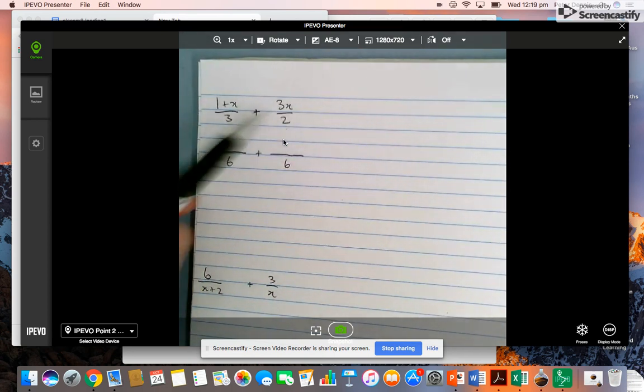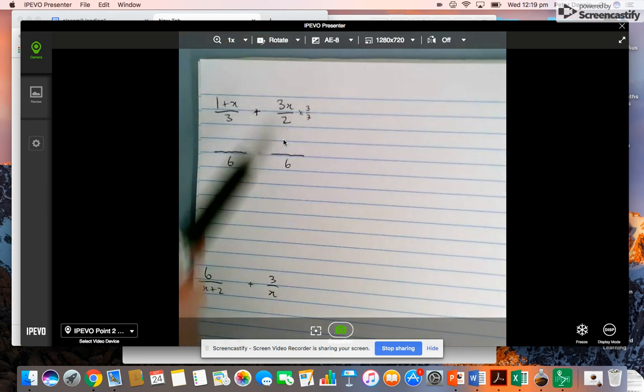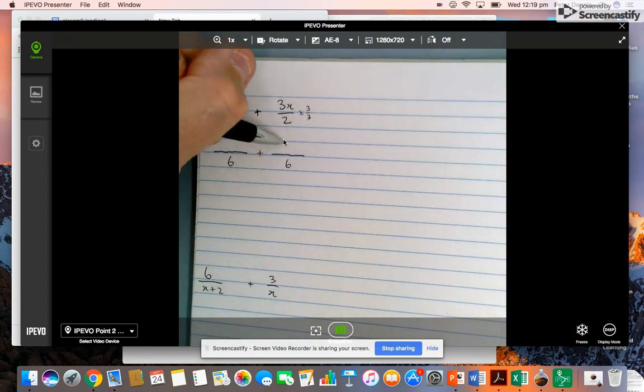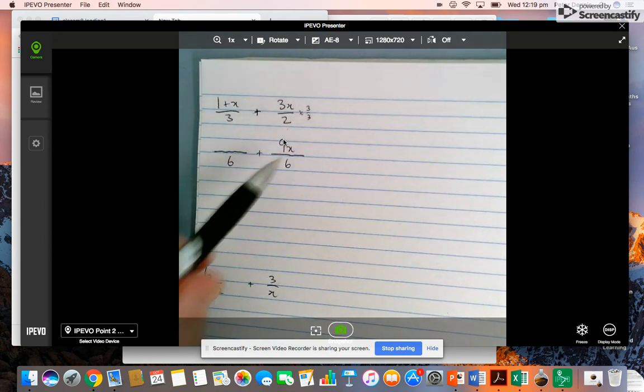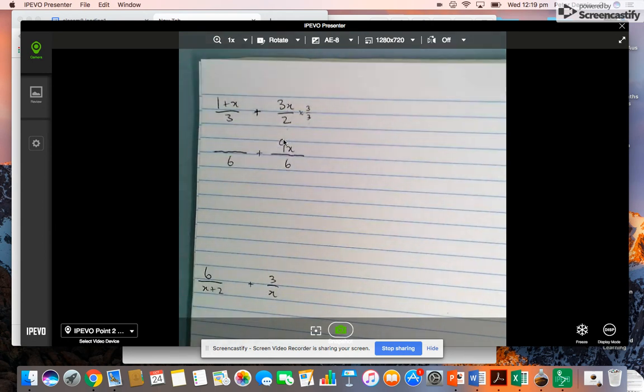So here, what do we do? We times the top and the bottom by 3. As long as you do the same to both, it doesn't change the fraction. So you get 9x over 6. 2 times 3 is 6. 3x times 3 is 9x. Here, what do we do to the 3 to get the 6? We times by 2. So we've got to times the top and bottom by 2, and we're timesing the whole of that. So we get 2 plus 2x.